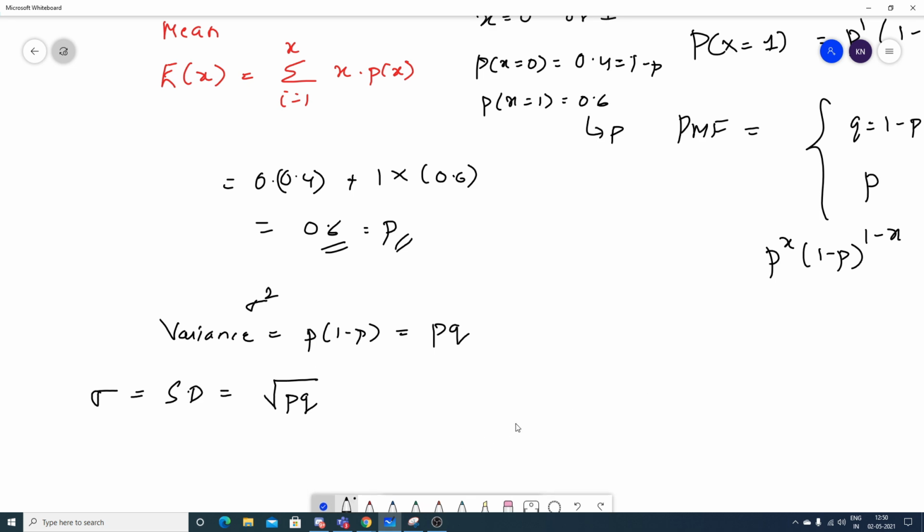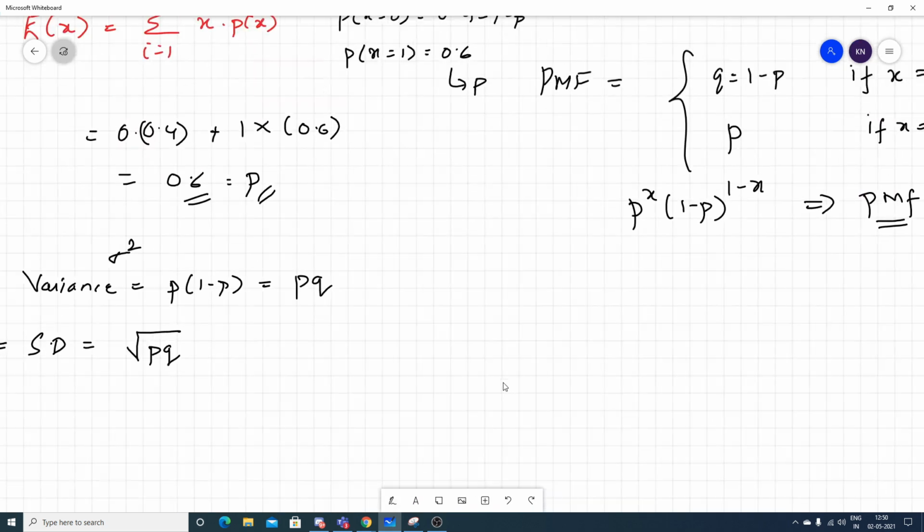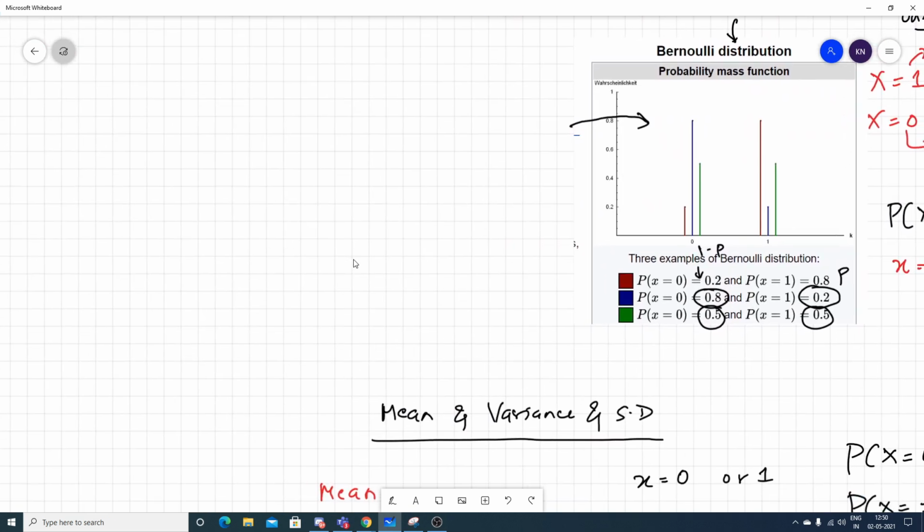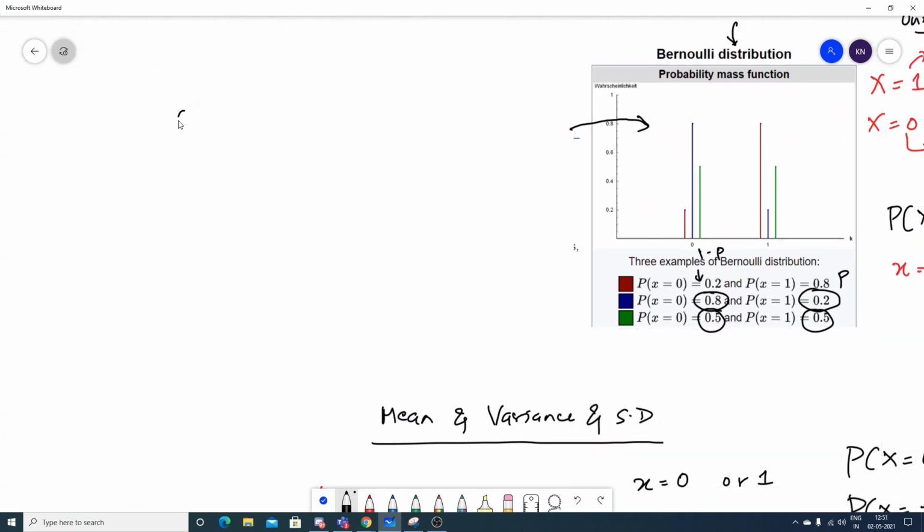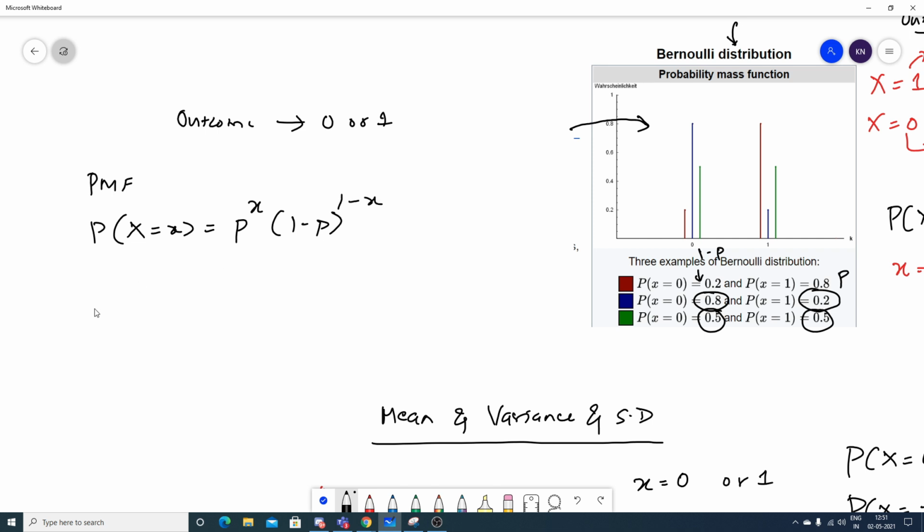Let me provide a quick summary regarding whatever I have written. In order to understand the Bernoulli distribution, your outcome should be either 0 or 1, so it basically has two outcomes. The probability mass function is defined as probability of x equal to small x, where x can be 0 or 1, with probability either p or 1 minus p. This can be represented by p to the power x times 1 minus p to the power 1 minus x. This is the probability mass function, pretty important.